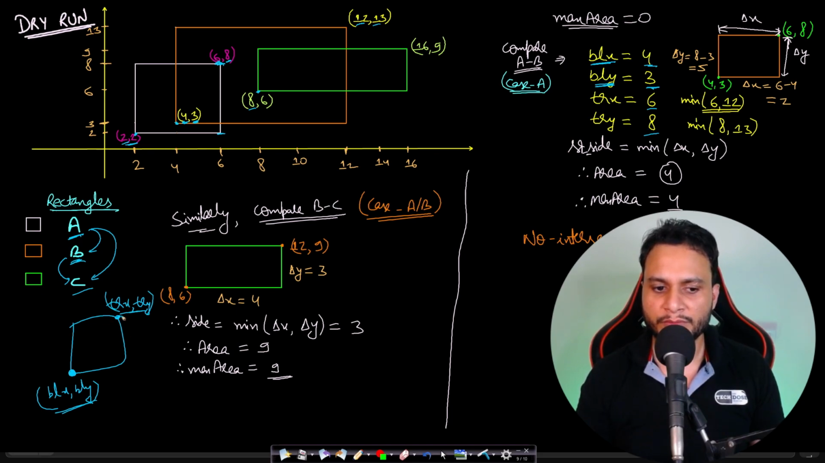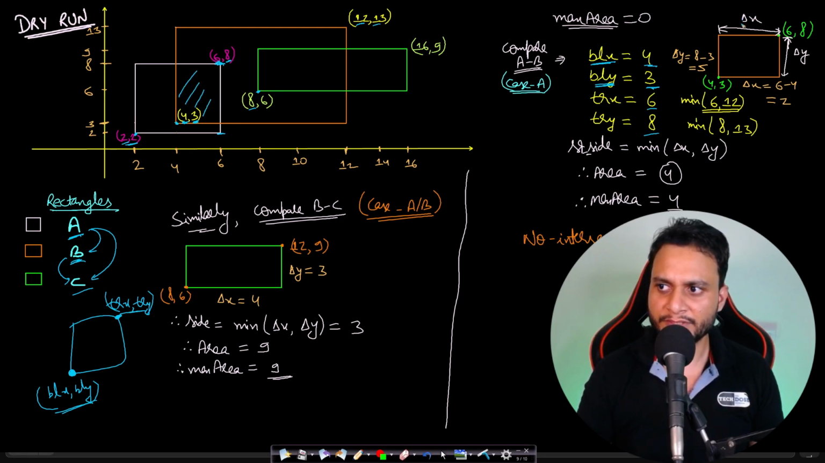Once you have formed the bottom left and top right of the intersecting rectangle, you will have the information of delta x and delta y. You just take the minimum of delta x and delta y, and that will be the side of the maximal square which you can fit into the intersection area, and simply you square this side to find out the area.